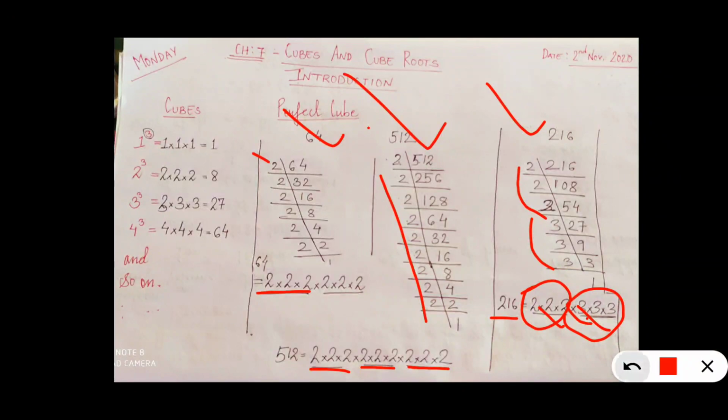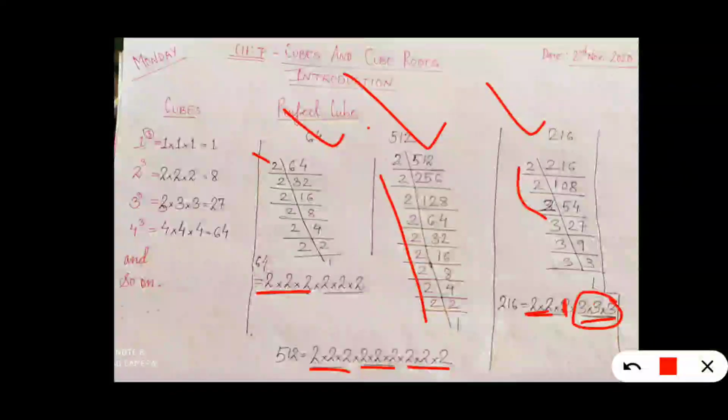But my dears, suppose when you do the prime factorization, you do not get one of the numbers in a triplet. Suppose you get only two 2's and three 3's. This is a triplet, but this is not a triplet. In that case it is not a perfect cube. To be a perfect cube, all the prime factors should be in groups of triplets. Are you clear? Okay, let's move to the next topic in the next video.